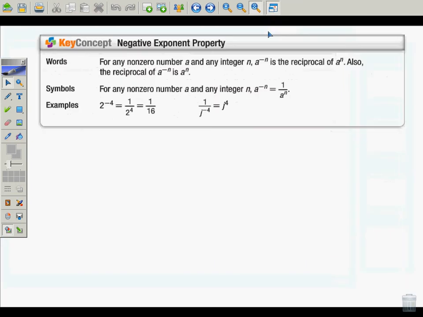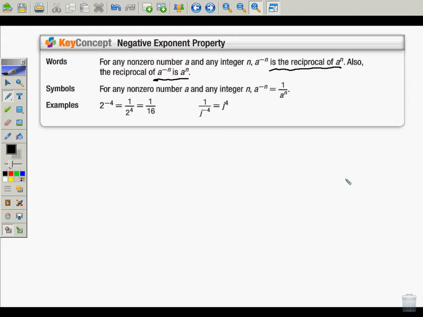The last thing we need to talk about is the negative exponent property, and the negative exponent property says that for any non-zero number a and any integer n, a raised to the negative n is the reciprocal of a to the n. And also the reciprocal of a to the negative n is a to the n.